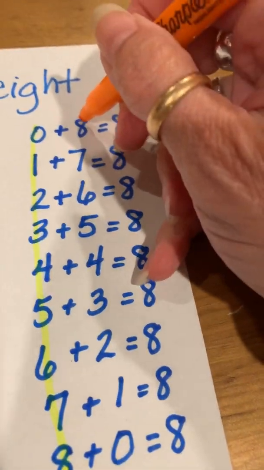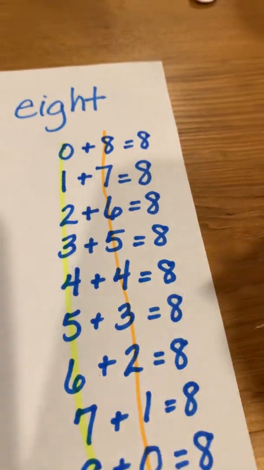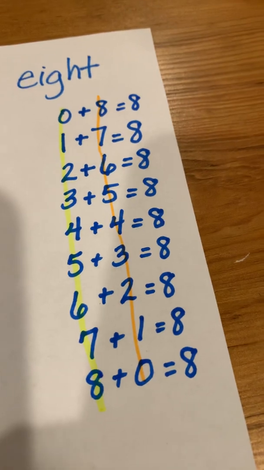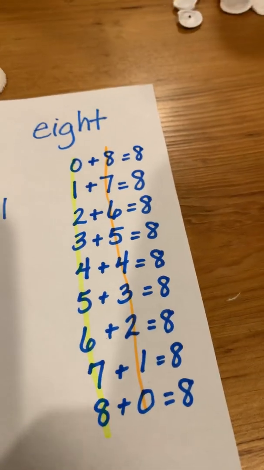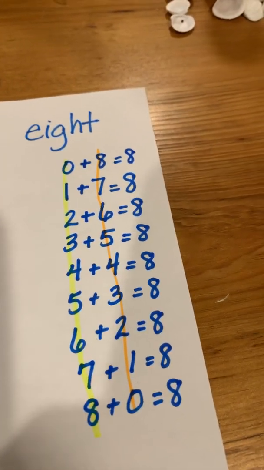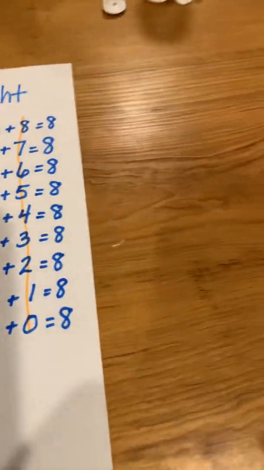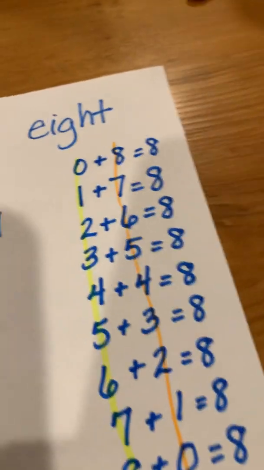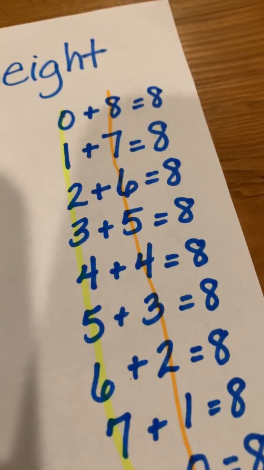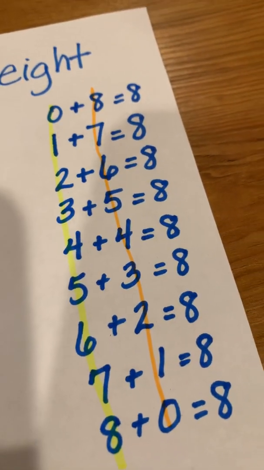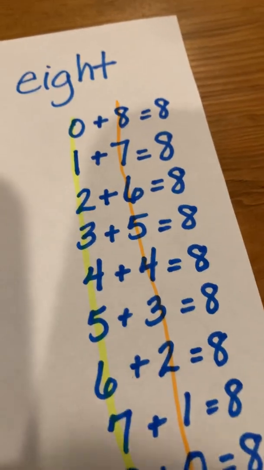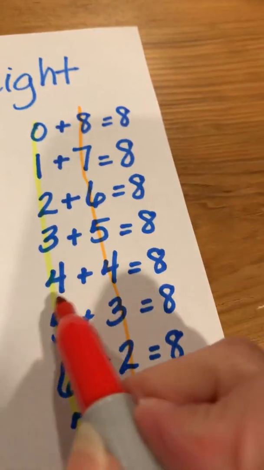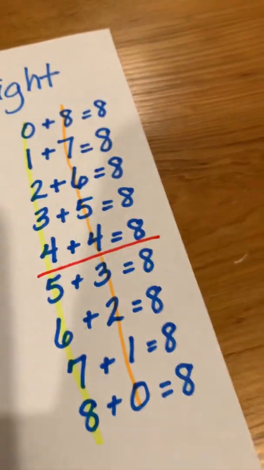Oh, look at this pattern. Do you see a pattern here? Yes, we're counting backwards. Isn't that fun? Can you see the... Oh, let me grab another pen here. Can you see the double? Where's the double? Remember, a double, both addends are the same.